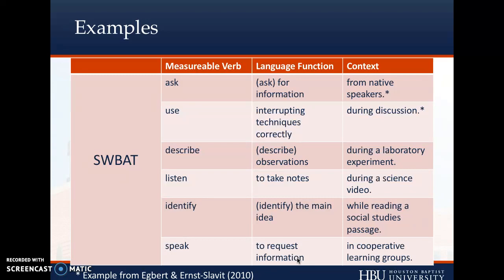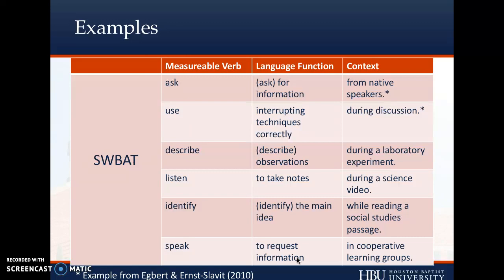Students will describe observations during a laboratory experiment. Describing is the function. Describe observations is the function. When? During a laboratory experiment. Students will listen to take notes during a science video. So the language function is they're taking notes, using words to take notes, writing to take notes. And then when? During a science video.